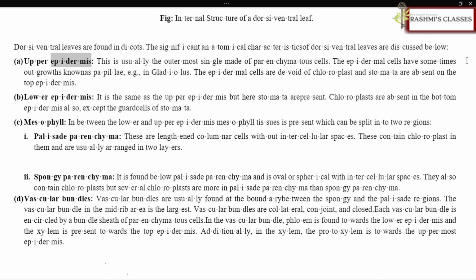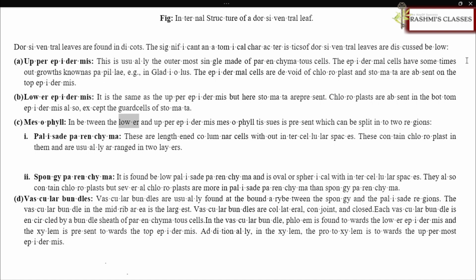Upper epidermis. This is usually the outermost single layer made of parenchymatous cells. The epidermal cells have sometimes outgrowths known as papillae, for example, in gladiolus. The epidermal cells are devoid of chloroplast and stomata are absent on the top epidermis. Lower epidermis, it is the same as the upper epidermis, but here stomata are present. Chloroplasts are absent in the bottom epidermis also, except the guard cells of stomata.